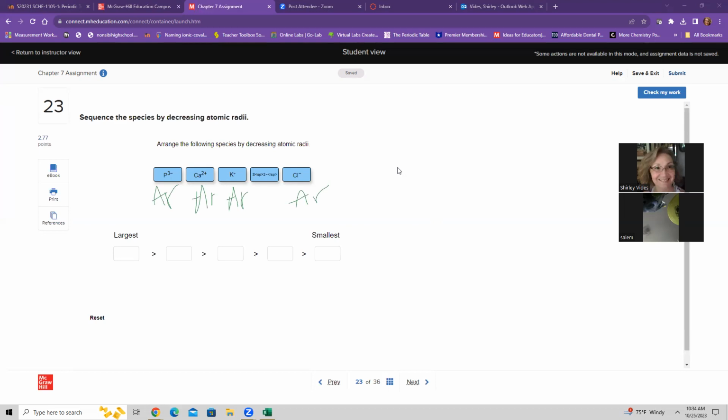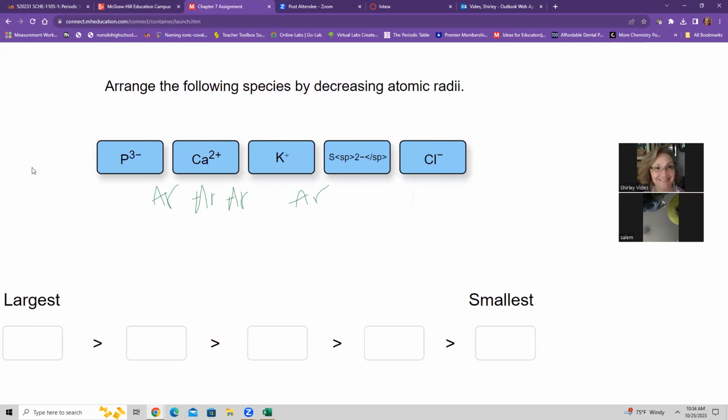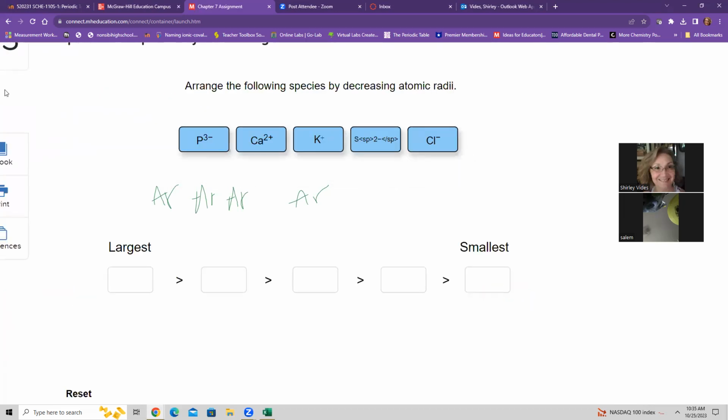Okay, let's see. This is interesting. And SP, what does it say? S. I cannot read that. SP2, what does it say? SP2, SP. What on earth? I don't get it. I got nothing. I do not get that one. I don't know what that means. So we're just gonna see what we get. Okay, so largest.